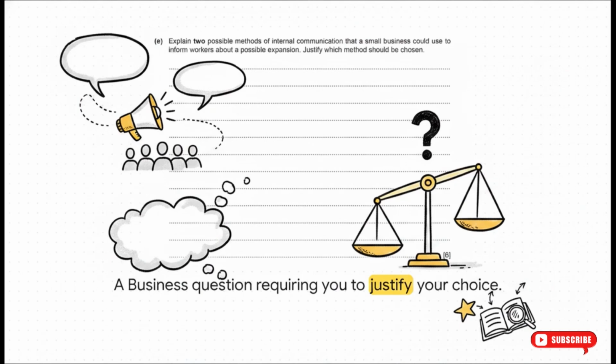Imagine a question asking for 2 methods of internal communication, ending with that brutal command word, justify which method should be chosen. When you see justify or evaluate, simply picking an option and saying why it's a good idea is absolutely not enough. You haven't fulfilled the criteria, and your marks are going to be severely capped.